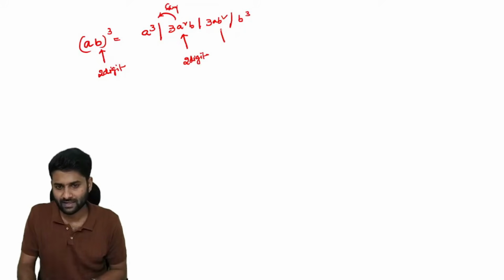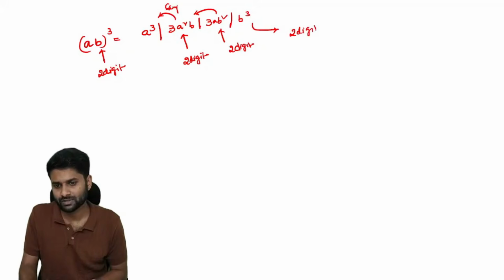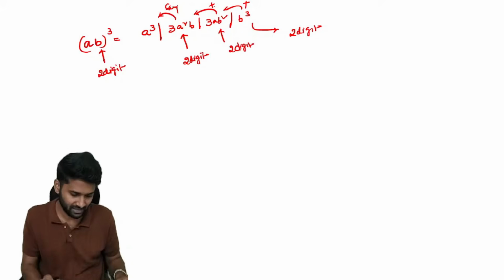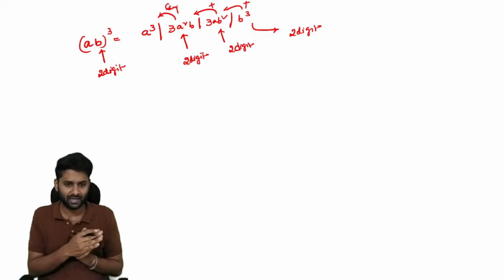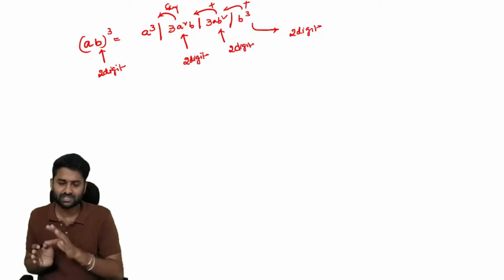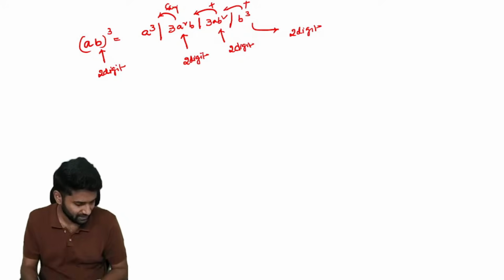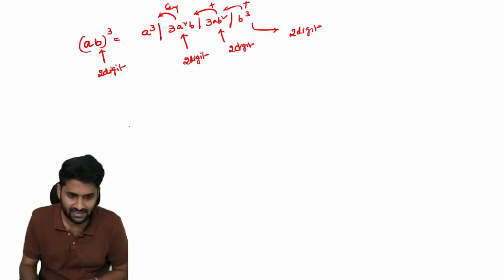In the same way, 3ab square is also write down only 2 digits, and remaining should be carry. And b cube is also write down only 2 digits and remaining should be carry. So that's the difference. In 2 digits, you have to consider only 1 digit and remaining should be carry. If you go for 3-digit multiplication, you have to write down 2 digits and remaining should be a carry. Don't worry, I will take one number for the better understanding.